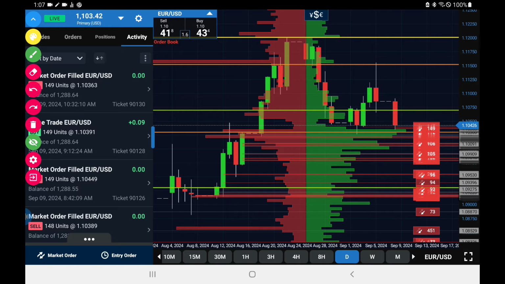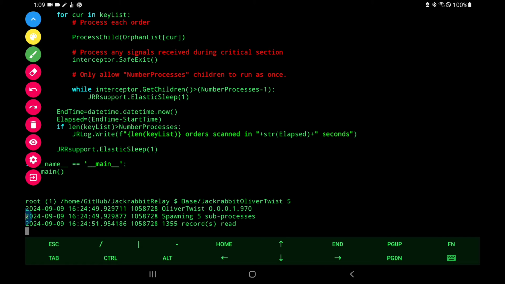So let's get into the VPS now and actually look at an example of just how well or how different these two techniques actually work. We are now looking at the traditional version of Oliver Twist. I restarted this process over an hour ago to process 1,355 orders. It has not completed.